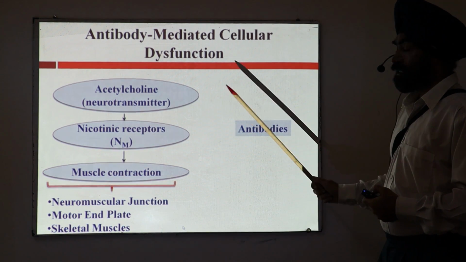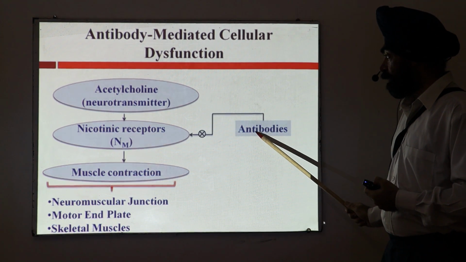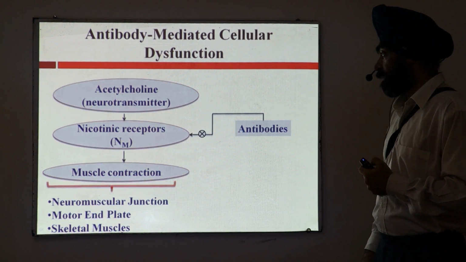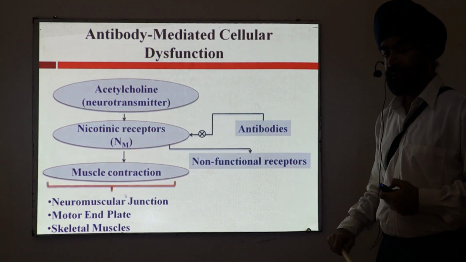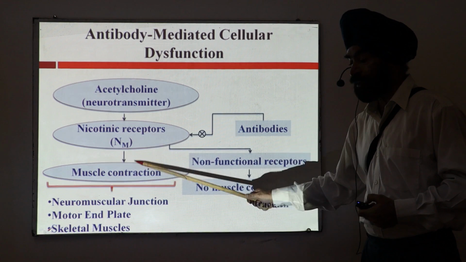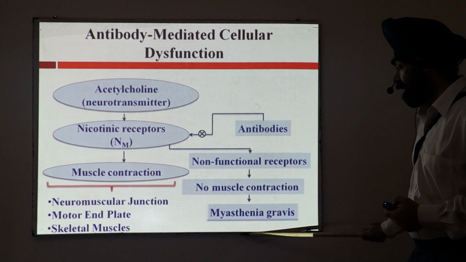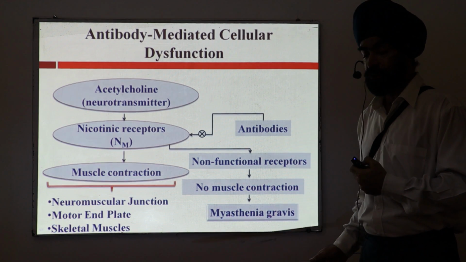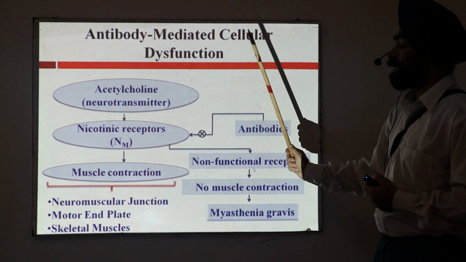Now, what happens in type 2 hypersensitivity? Now antibodies are produced. These antibodies target these nicotinic receptors, the body's own nicotinic receptors. As a result, these nicotinic receptors become dysfunctional, non-functional. If they become non-functional, how will acetylcholine produce the muscle contraction? It will not take place. So no muscle contraction. This leads to a disease called myasthenia gravis, paralysis and weakening of the muscles. So this is myasthenia gravis, an example which comes under the category of antibody-mediated cellular dysfunction.